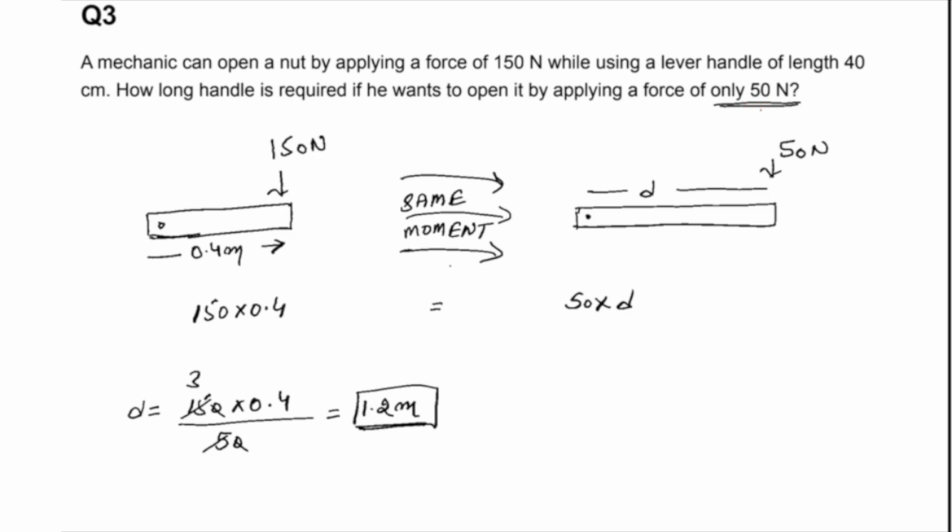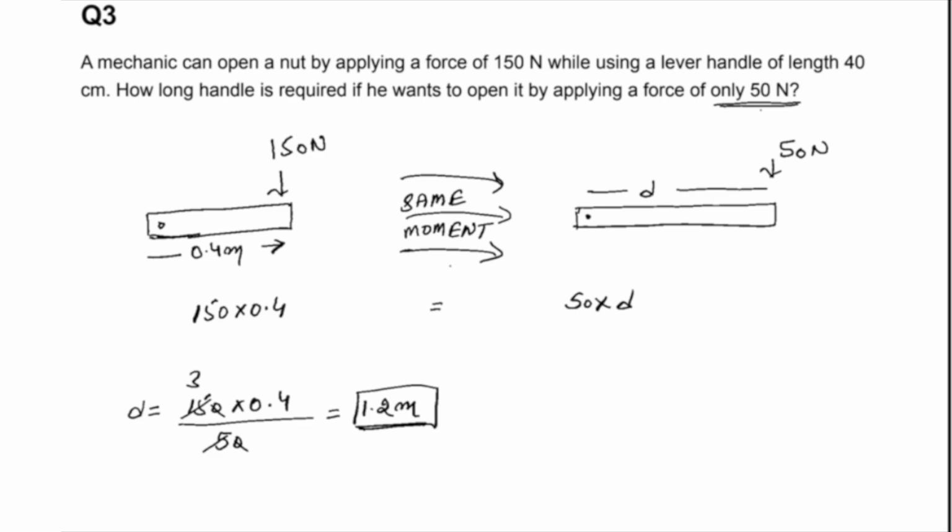Intuitively we can also do this question like 150 to 50, we are reducing it by 1/3. So distance has to be 3 times. So distance is 0.4, then it will be 3 times, 1.2 meter. But by formula, how can we do it?